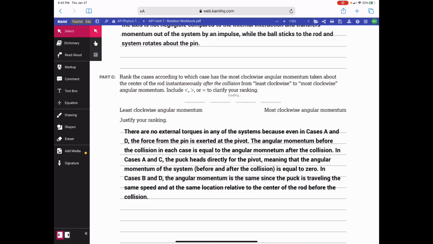So how could we rank this? Well, you're still going to have B and D being the greatest, but your A and C are also equal too. Okay, they're just less. Therefore, we're going to rank them.